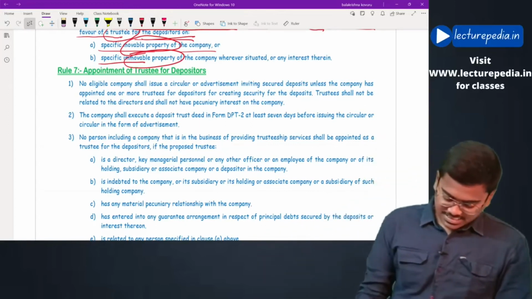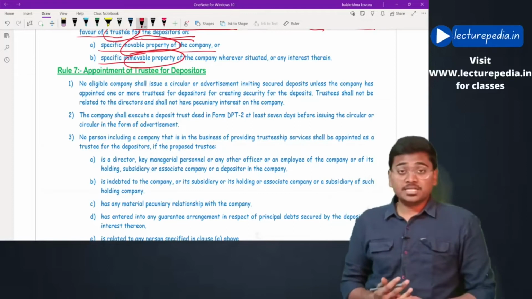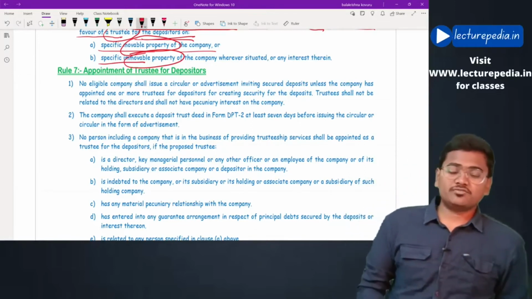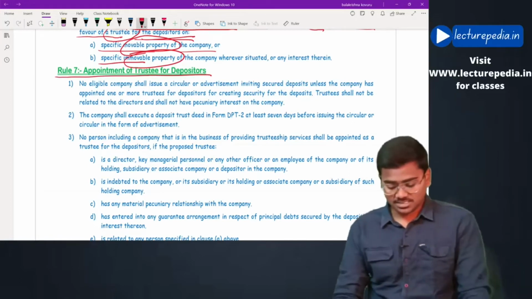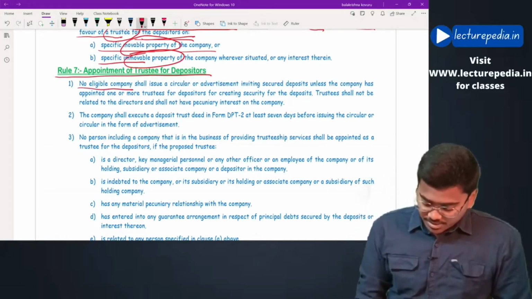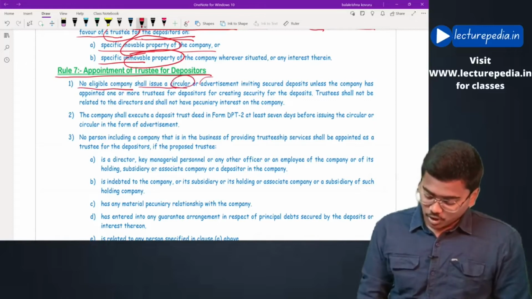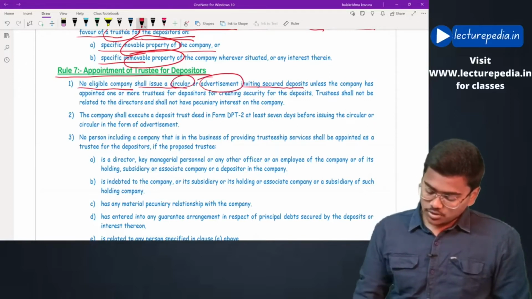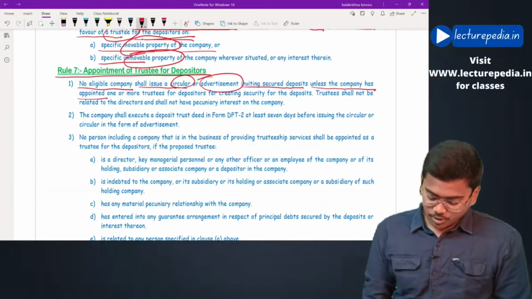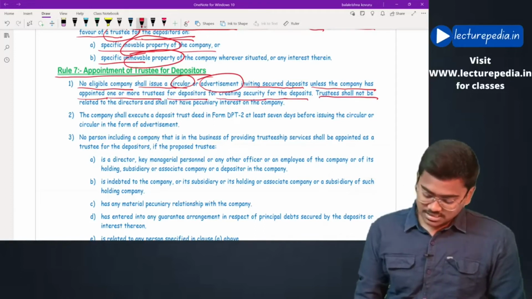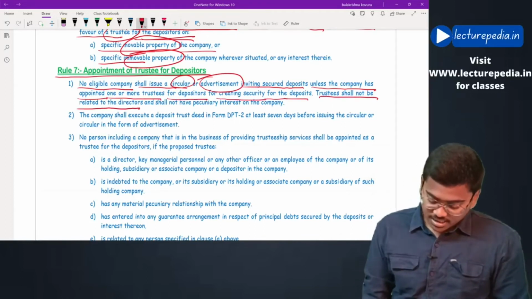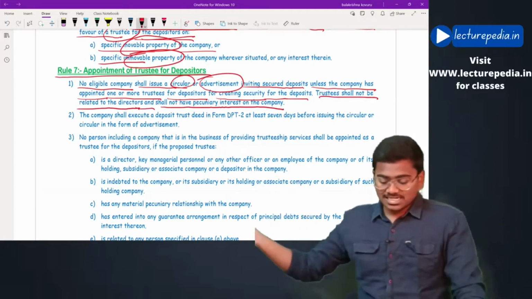Appointment of trustee. As we have discussed, there will be a trustee appointed for these deposits. Rule 7 deals with appointment of trustees. No eligible company shall issue a circular or advertisement inviting secure deposit unless the company has appointed one or more trustees for depositors for creating security for the deposits. The trustees shall not be related to the directors and shall not have pecuniary interest in the company.